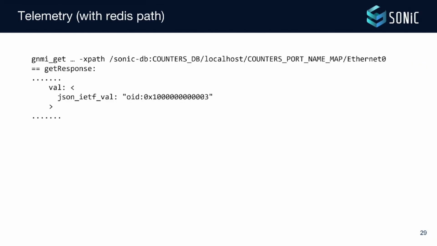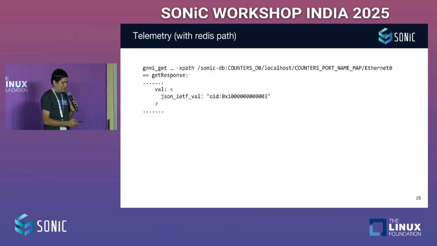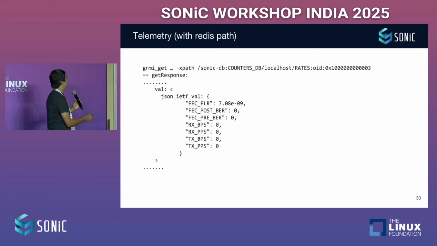We'll talk also about telemetry. All this data, FLR and everything, is part of the rates table. Unfortunately, there doesn't seem to be a virtual path for rates table support in SONiC. Without a virtual path, we can still always get the data by following the OID indirection in SONiC. That's always available. First you have to get the OID of the corresponding port object, and then using the OID, get the other attributes, which also includes the FEC FLR. So that's what it entails without using a virtual path.